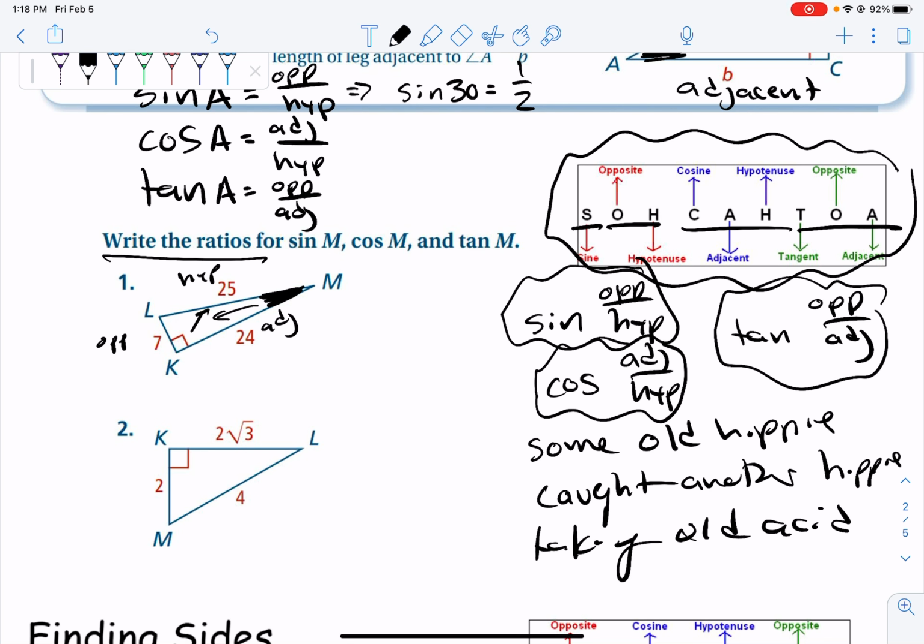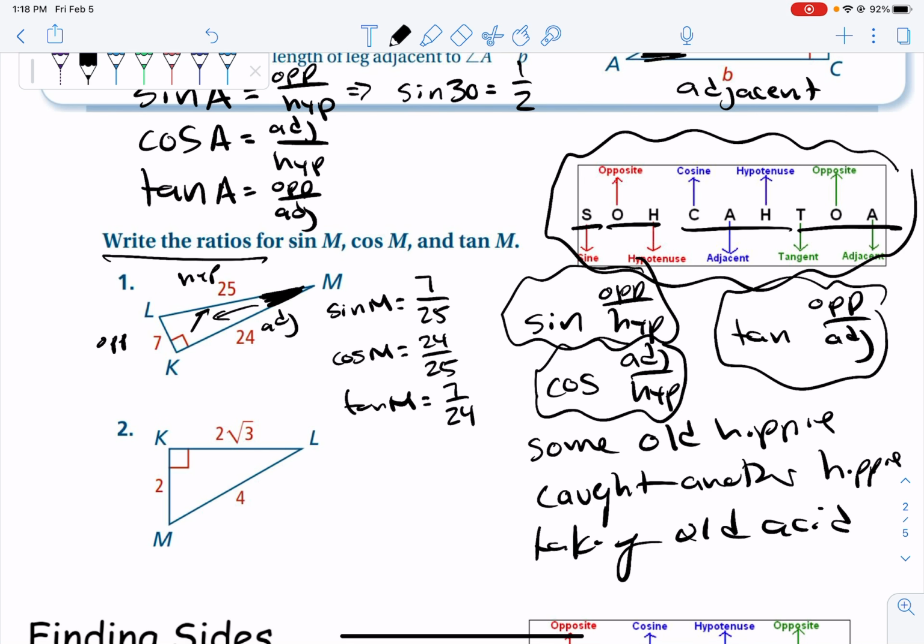Now it wants me to write my ratios. So the sine of M is equal to, sine is opposite over hypotenuse, so that is 7 over 25. The cosine of M is adjacent over hypotenuse. Adjacent is 24, hypotenuse is 25. The tangent of M is opposite over adjacent, so 7 over 24. Those are my ratios.